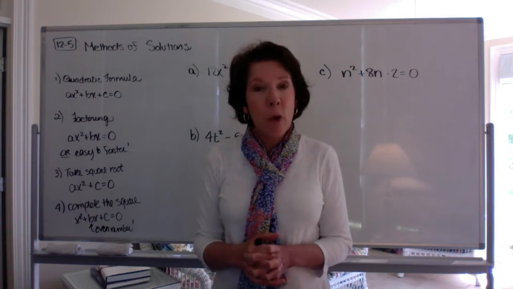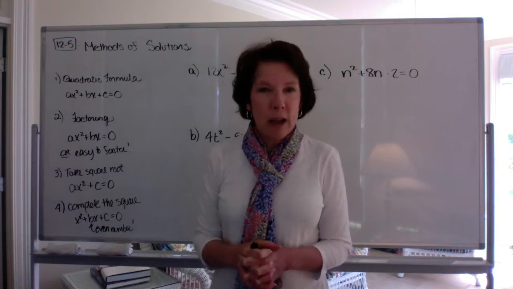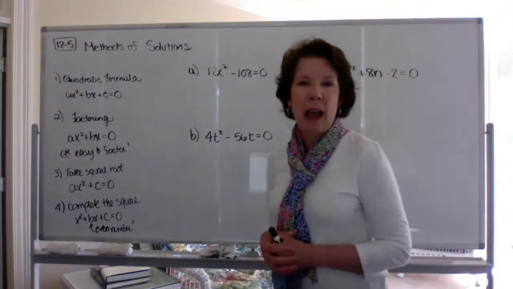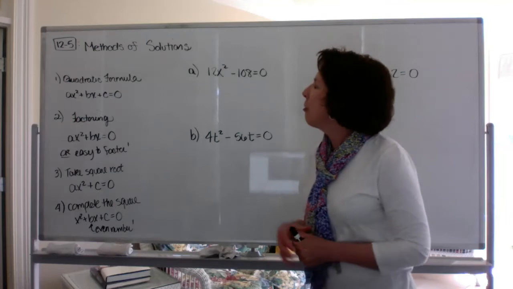Okay, so let's take 4 examples here, and we're going to try using the 4 different methods. Let me turn this light out so we can not have that glare. Okay, let's start with the first one.